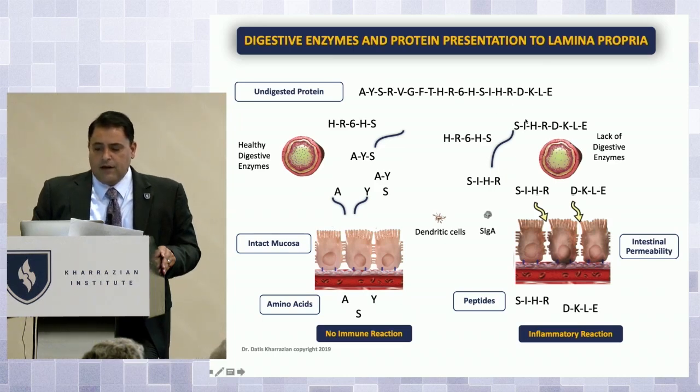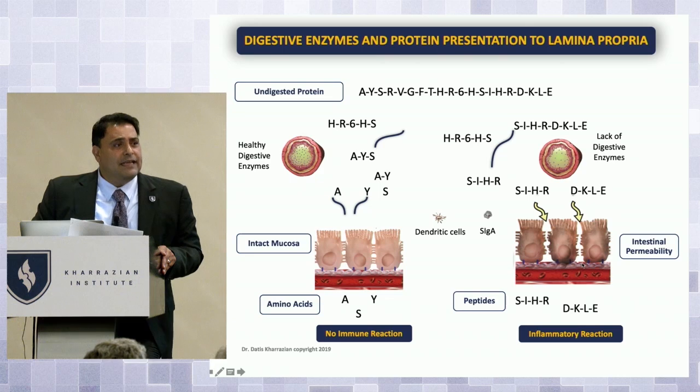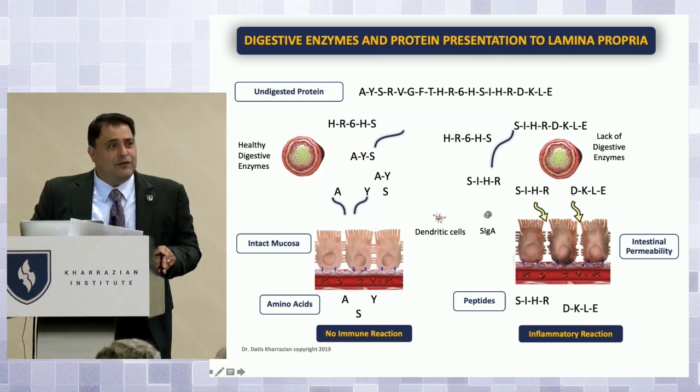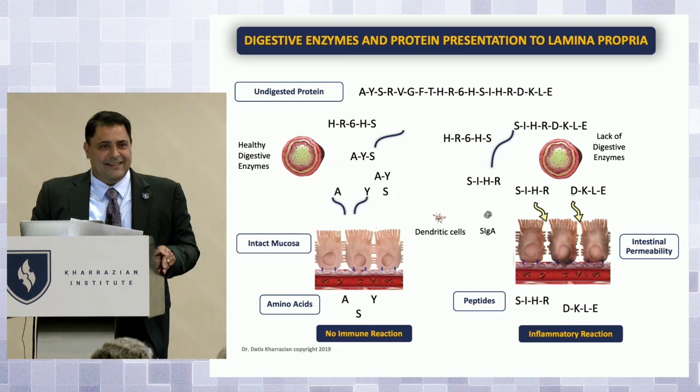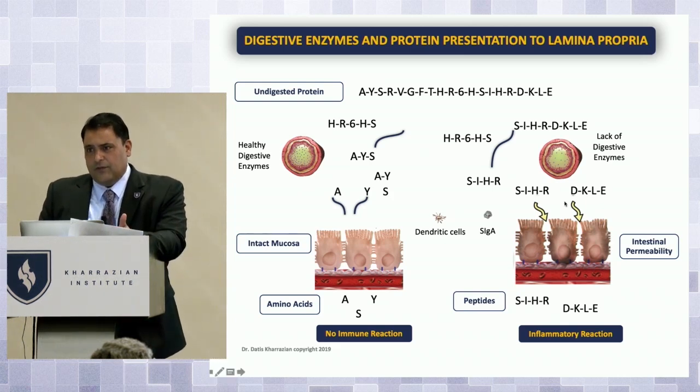If you have an undigested food particle and you have lack of enzymes, these polypeptides are there. Antibodies can attach to peptides. They can't attach to an amino acid. So even more so, if you have intestinal permeability, you have to make sure you break down proteins. That's the key thing. It has to be broken down. So this is essential for immune tolerance.